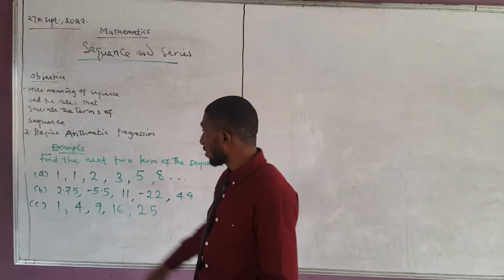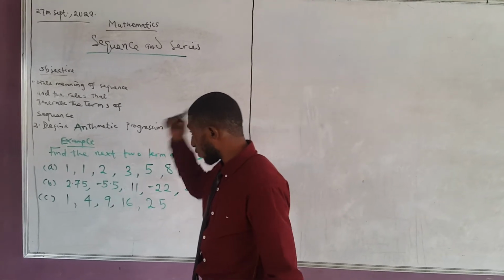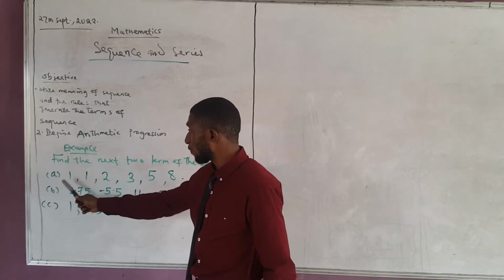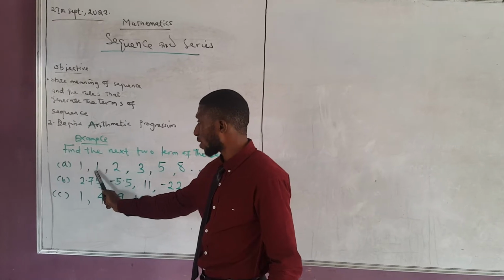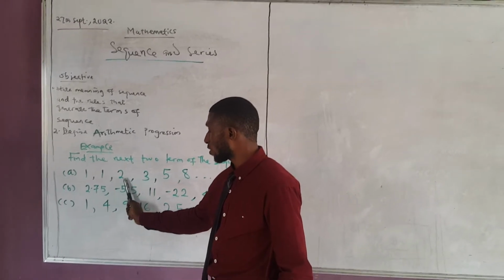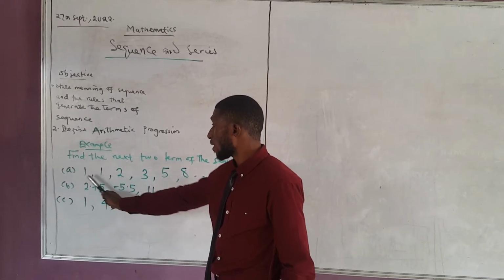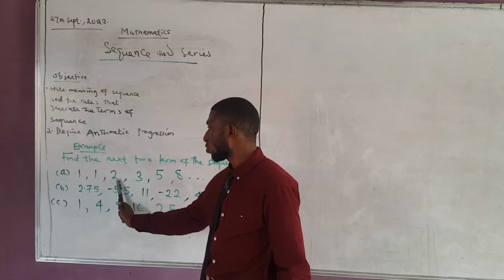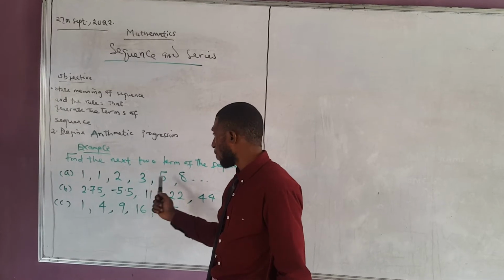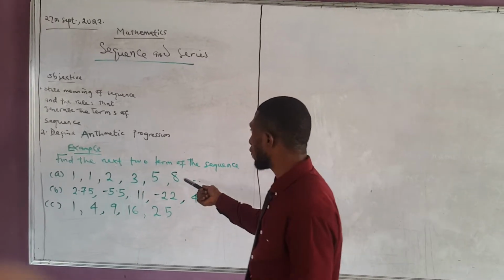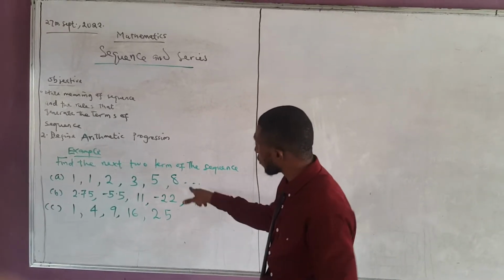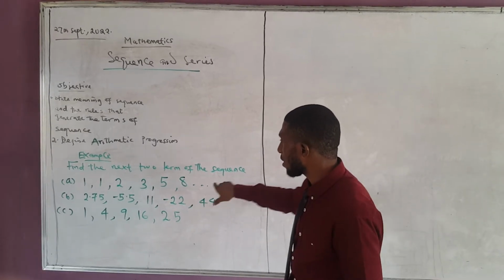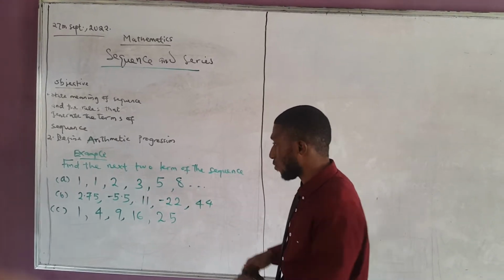Alright guys, let's use these 3 as an example. For the first one, the first term is 1, the second term is 1, then the third term is 2, the fourth term is 3, and so on and so forth. We want to find the next 2 terms, which means: what number is after 8, and what number is after that number?